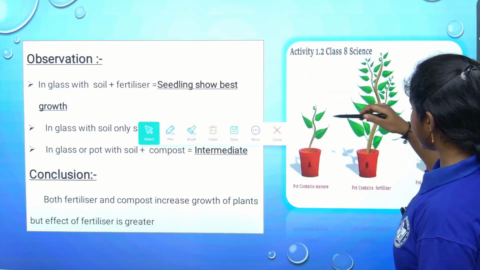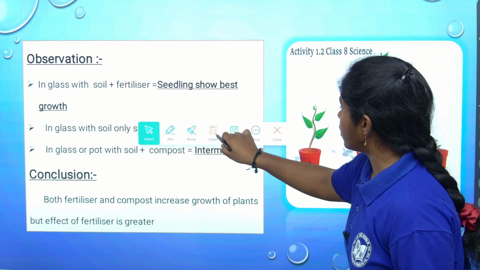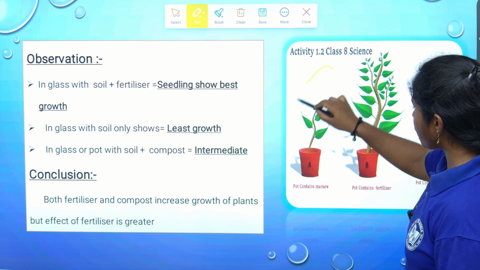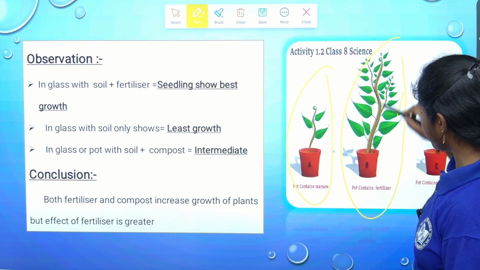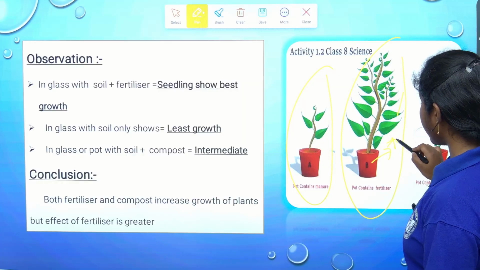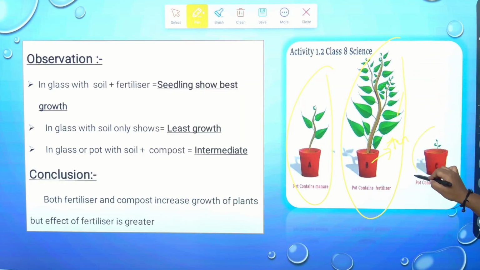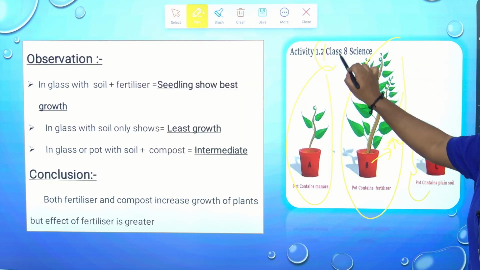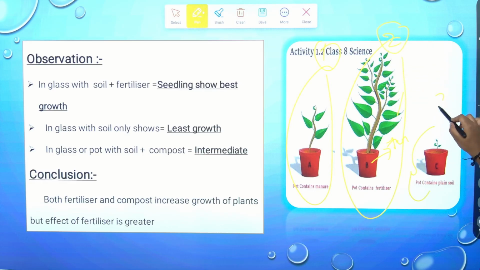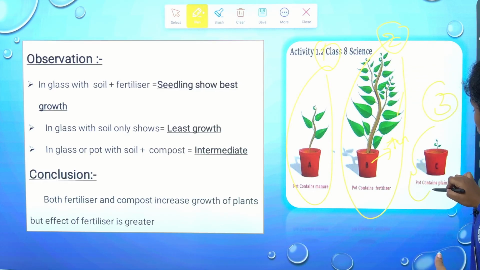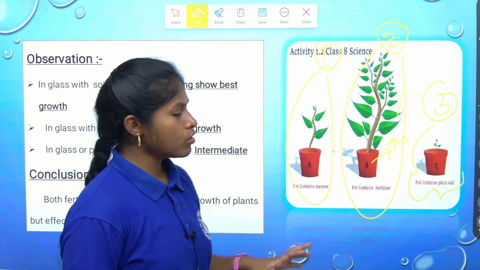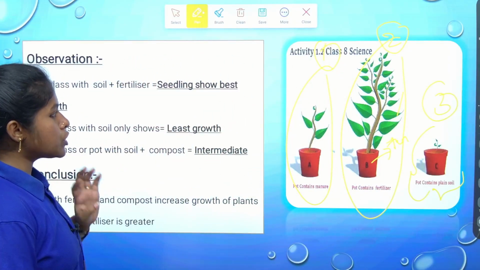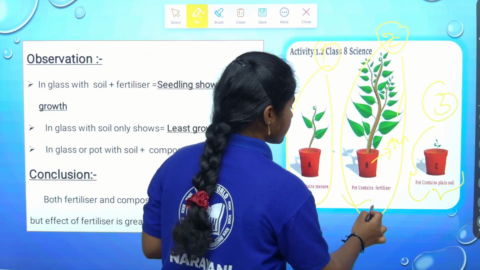After I kept the seedlings in the pots, see children, this pot contains manure, and this pot contains fertilizers. I provided the fertilizer. And this is the third pot: 1, 2 and 3. In this pot I did not keep any manure or fertilizer. Which growth of the plant is efficient?